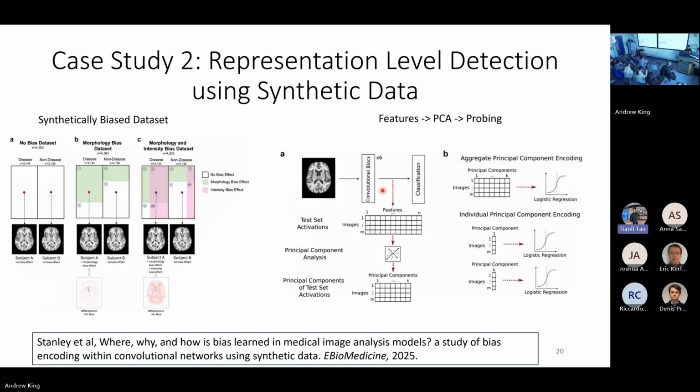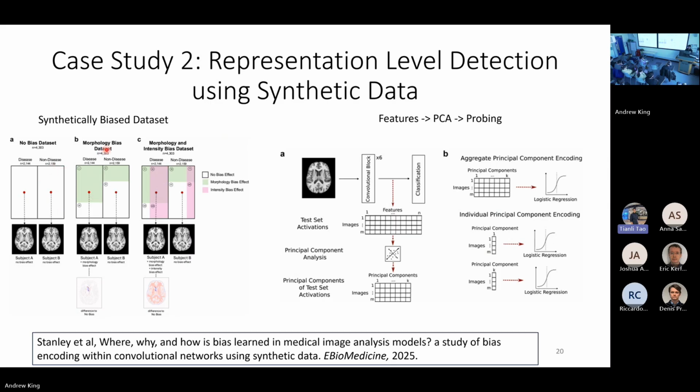So here's another example. In the last part, we studied how we can use the optimization part of the model training, trying to do gradient scaling, but people are also interested in understanding the representation level, the representations inside the model, whether they are biased or not. So here's a synthetically biased data set. First setting is no bias, where the task is disease and healthy classification, and there's no bias.